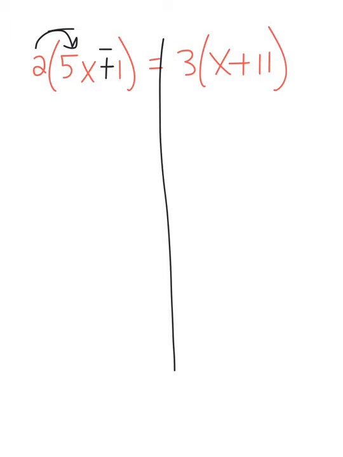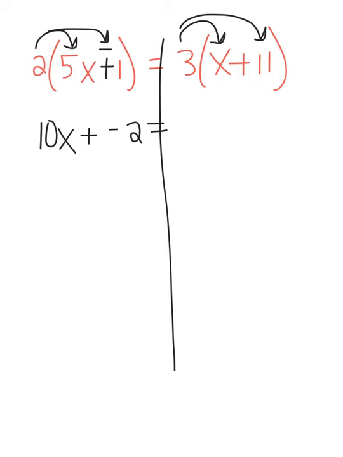I have the distributive property on both sides we need to apply. So let's start by multiplying our 2 by everything. 2 times 5 is 10x, plus 2 times negative 1 is a negative 2. Remember, it needs to be multiplied by everything. Let's look at the right-hand side. And the 3 needs to be multiplied by everything. 3 times 1x, there's a 1 in front of x if it's not written, is 3x plus, and 3 times 11 is 33.